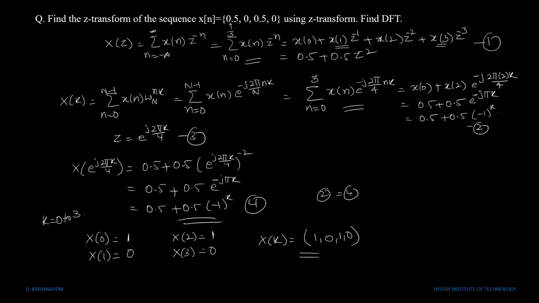So here what we have to understand is that if you substitute z is equal to e to the power of j 2 pi by N into k, z-transform will give us the DFT.